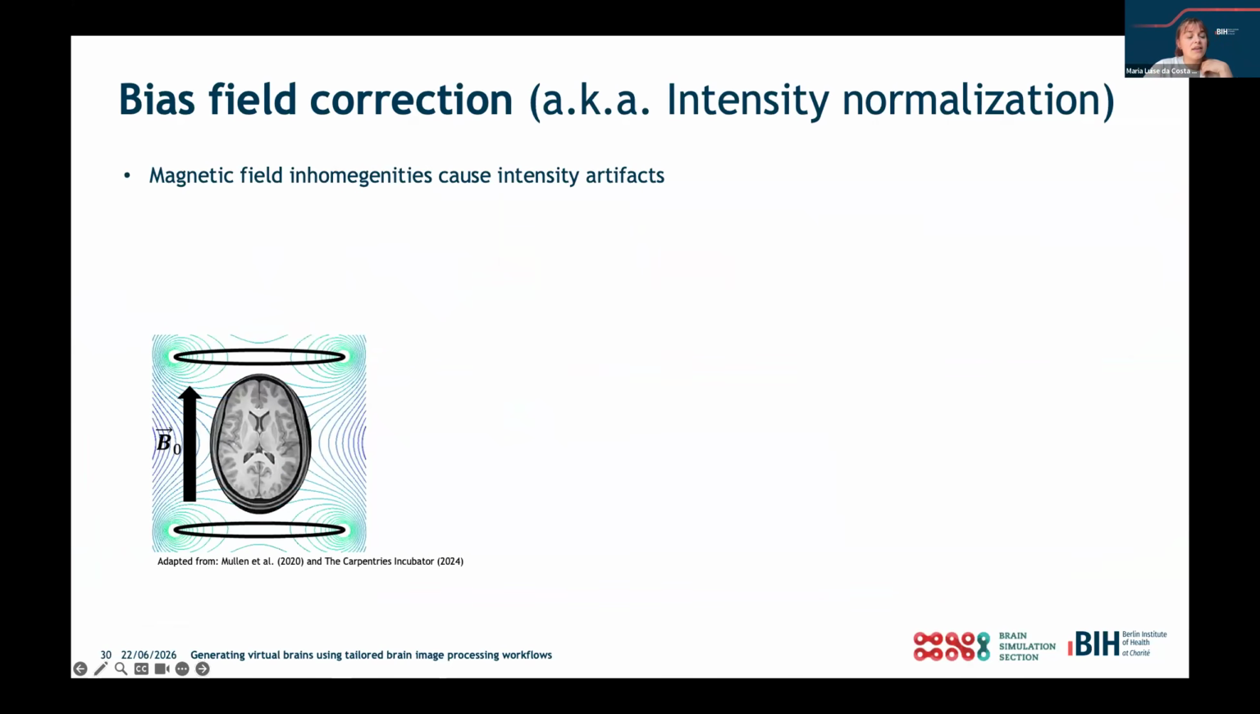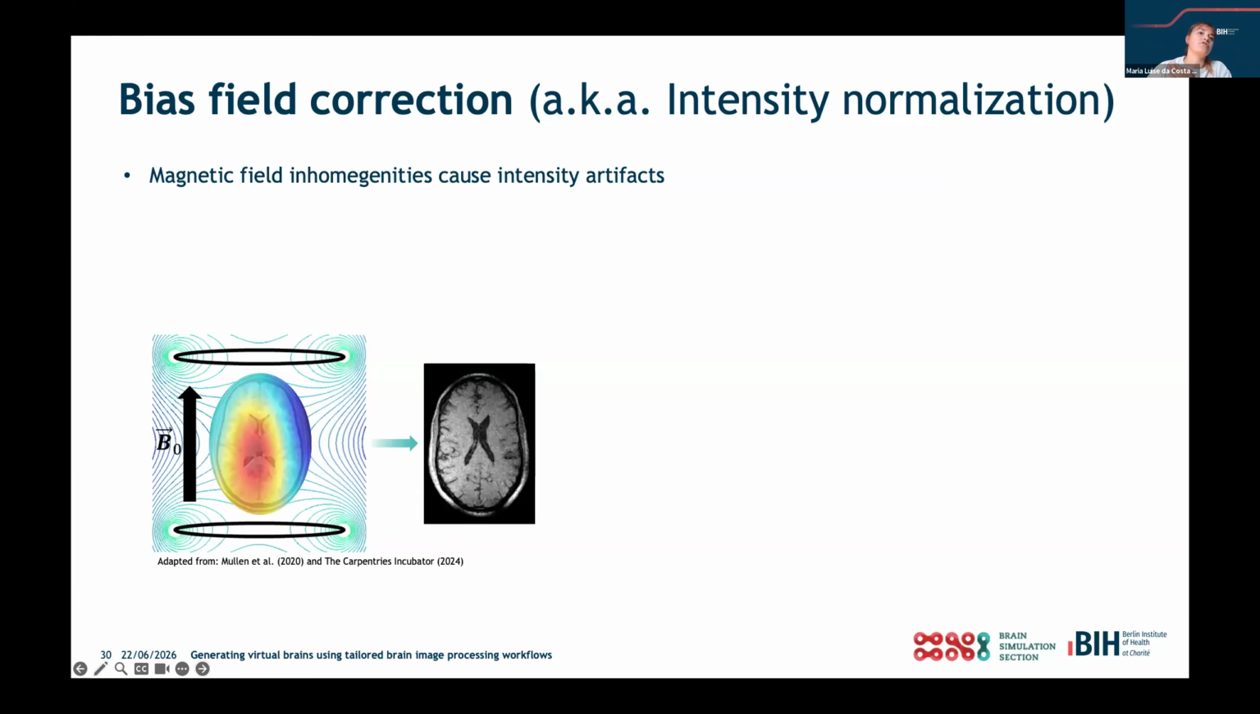This means that different parts of the brain inside of our scanner have a different magnetic field strength. This would result in an MR image with some weird intensity fluctuations or variations.